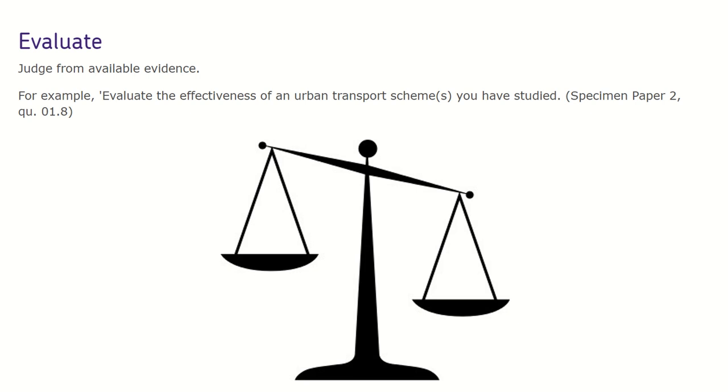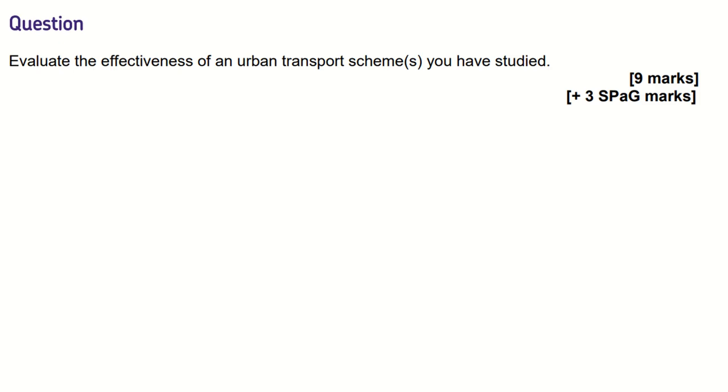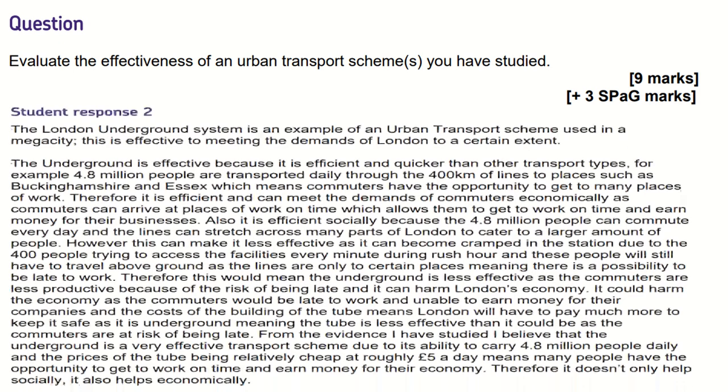The other question you can get asked is the evaluate question. Now, this one is judging from available evidence. So again, this is more likely to come up in paper 2 than paper 1, but you want to be evaluating the effectiveness of an urban transport scheme you have studied. So let's have a look at the exam answers for this one. Now, for our case study, you guys would talk about the Liverpool integrated transport system. So the Liverpool buses, the Liverpool ferries, the Liverpool trains, etc.